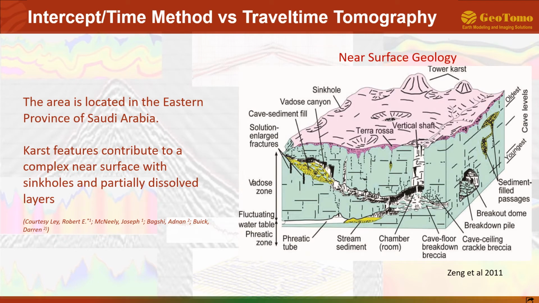In the first case study, we see how results obtained using near-surface methods derived from the Intercept time method and travel time tomography produce quite different results in the processed seismic sections. The area is located in the eastern province of Saudi Arabia. Karst features contribute to a complicated near surface with sinkholes and partially dissolved layers.